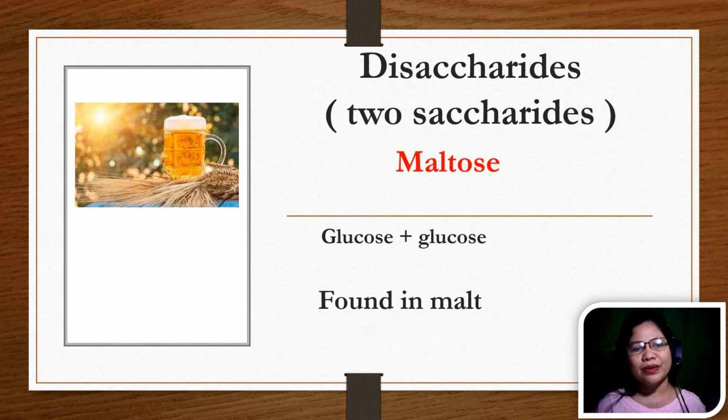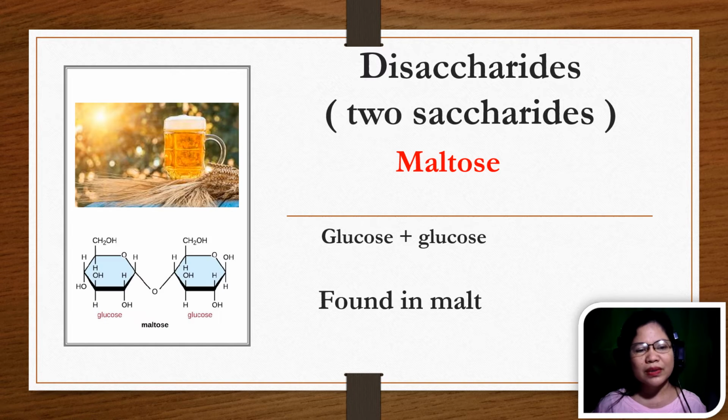Maybe you can also find in the market malt sugar and other malt related products. So here is the chemical formula of maltose, since there are two components, glucose and another glucose. Okay. So take note, the bond is polar.